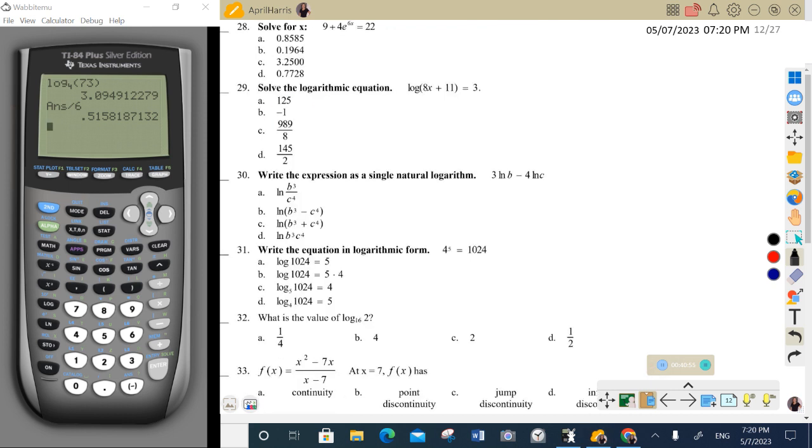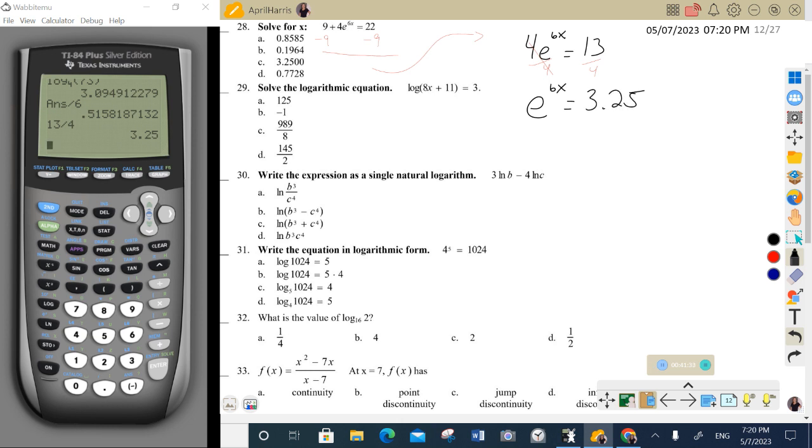28, we're solving for x, and it's an exponent. So first thing we're going to do is we're going to minus 9, minus 9. And that leaves me with 4 e to the 6x equals 13. 22 minus 9. Before I can get rid of base e, I got to get rid of 4. So I'm going to divide by 4, divide by 4. And 13 divided by 4 is 3.25.